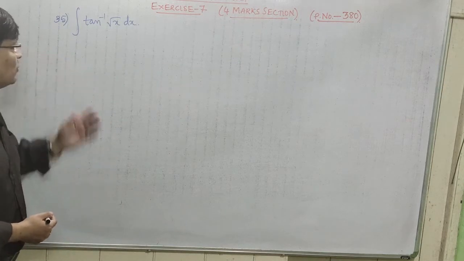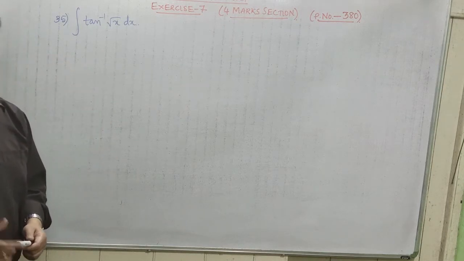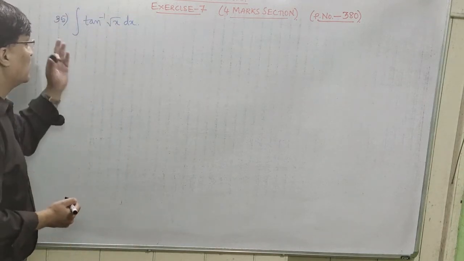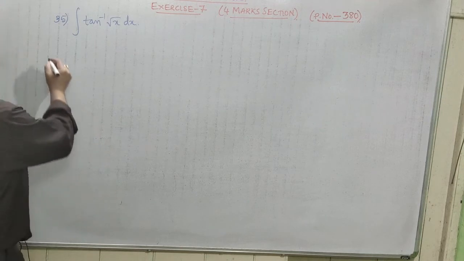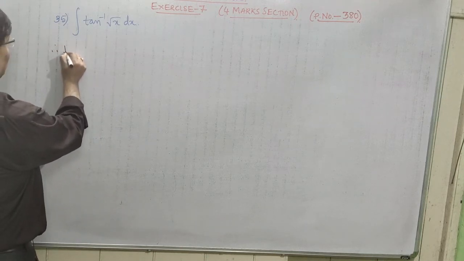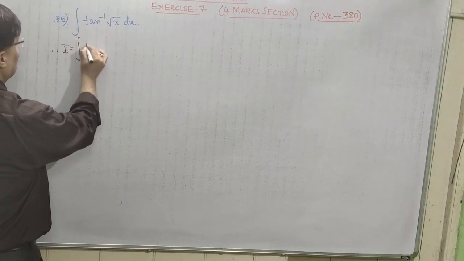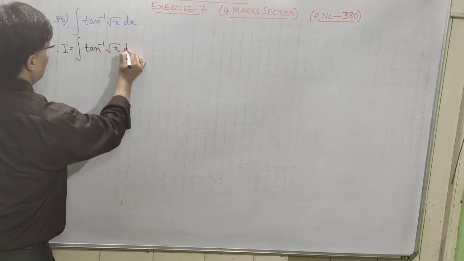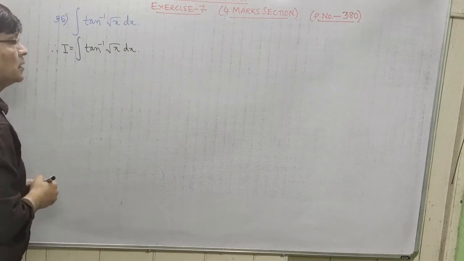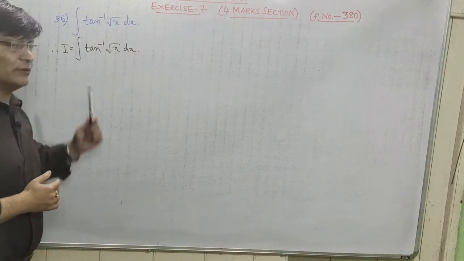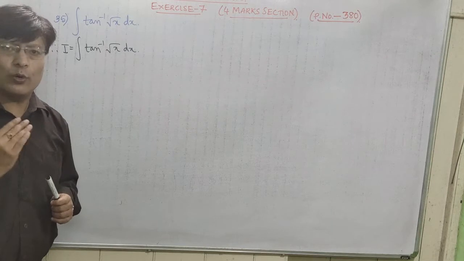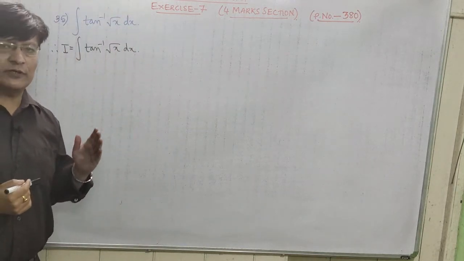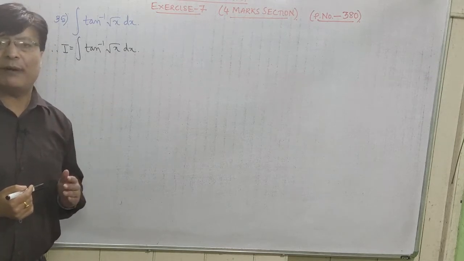So you have to evaluate this integration, that is integral of tan inverse root over x dx. So let us do this integration. Therefore I is equal to integration of tan inverse root over x dx. So let us evaluate this integration. So this is the only inverse circular function here. If there is only inverse circular function, then also you have to do integration by parts.